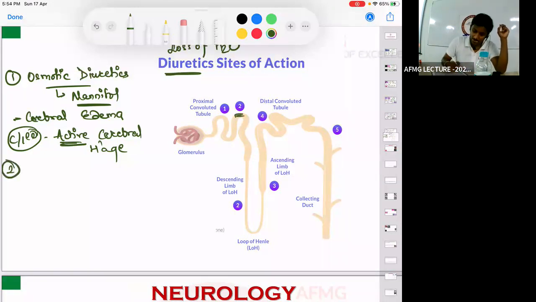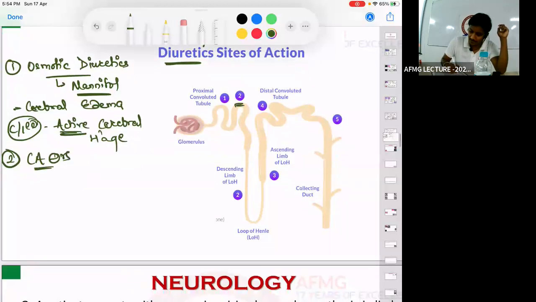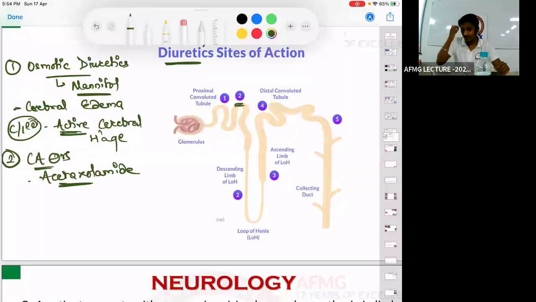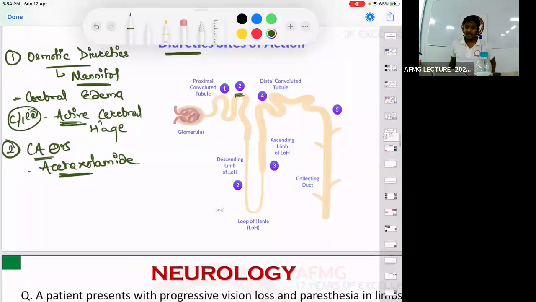Next, the second drug that you can see also acts at the level of the PCT. Which is the drug? Carbonic anhydrase inhibitors. These are drugs like acetazolamide, brinzolamide, dorzolamide, right? Important. And these carbonic anhydrase inhibitors like acetazolamide can also lead to loss of water and sodium from the body.